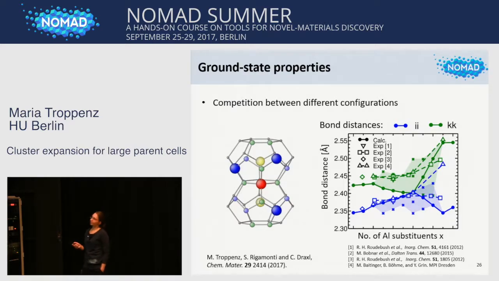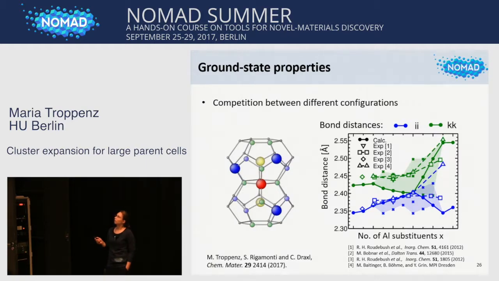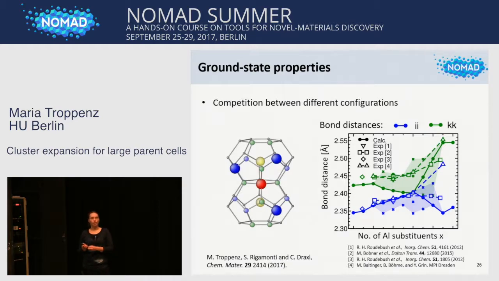This kind of quasi-degenerate state can also lead to quite drastic changes in the structural properties. For instance, if we look at the bond distance, there is a drastic change for the bond distances II and KK. In this plot you see the bond distance versus the aluminum content, and the shaded region shows where these competing energy structures appear.